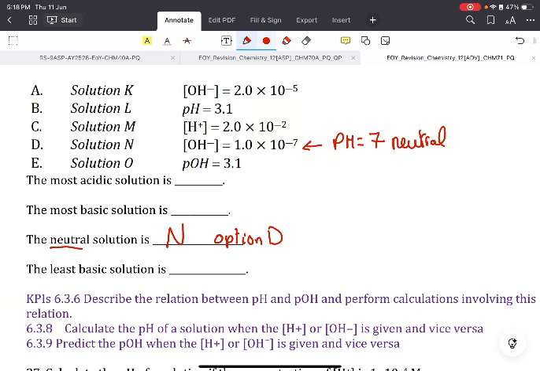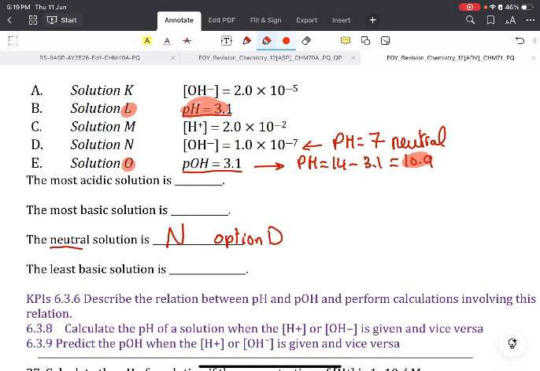Now, this one is 3.1 pH. Here the pOH is 3.1. So I'm gonna calculate the pH and say 14 minus 3.1, and that is gonna be 10.9. So the pH is here 3.1 and here it is 10.9. That's acidic, that's basic. Now let's continue with the rest. So I analyzed solution L, I analyzed solution N, I analyzed solution O. I still have K and M.